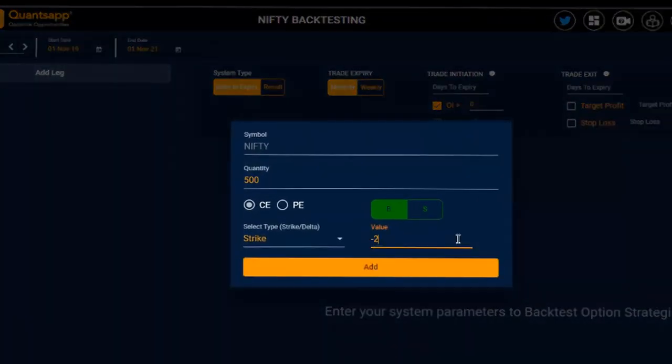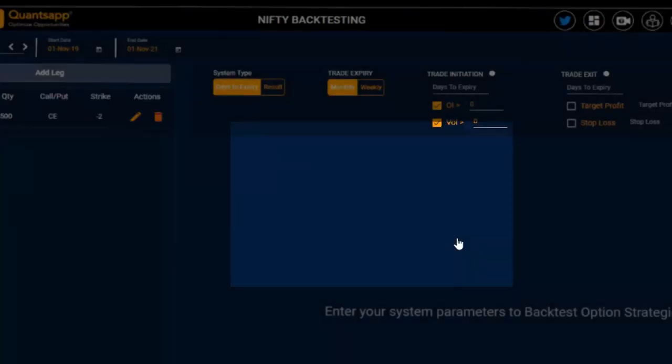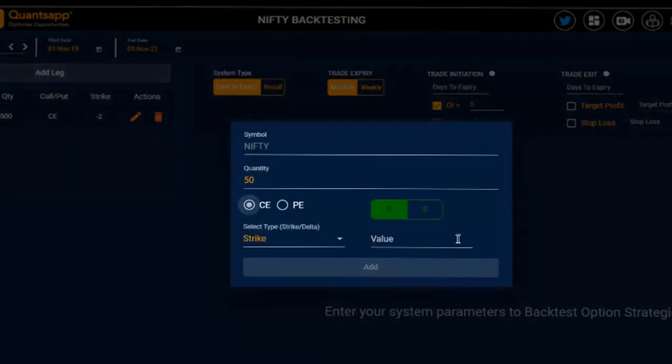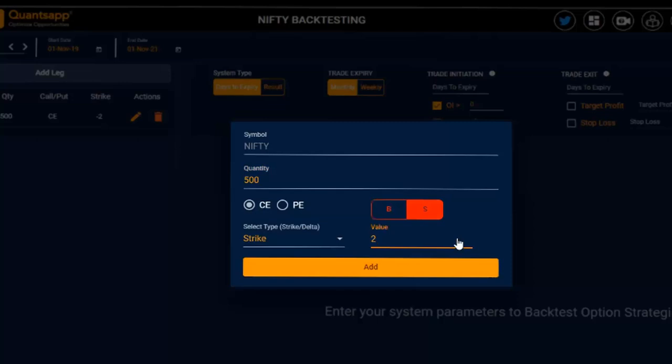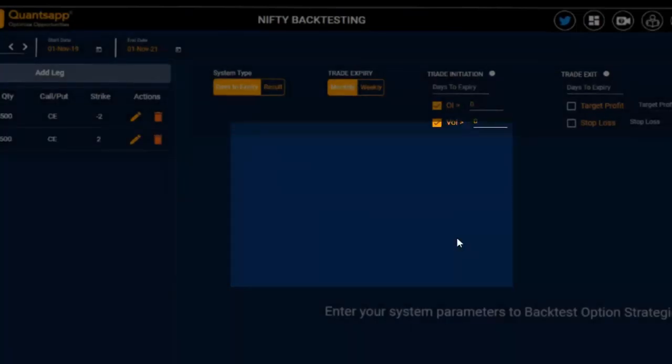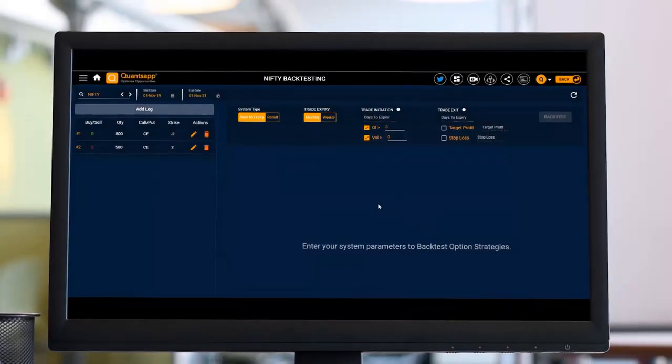So let's say I want to buy a call option every time which is 2 strikes in the money. I will type -2, call option, quantity equal, okay, and sell a call option 2 strikes out of the money every time. Okay, so this is my basic bull call spread which I have created.